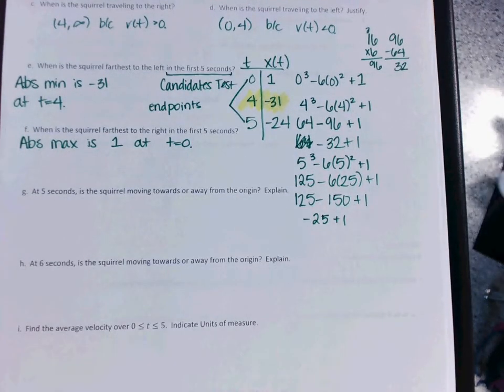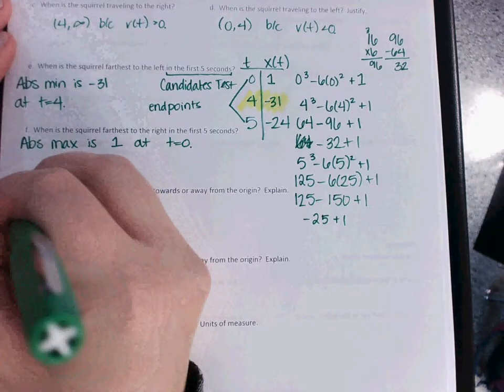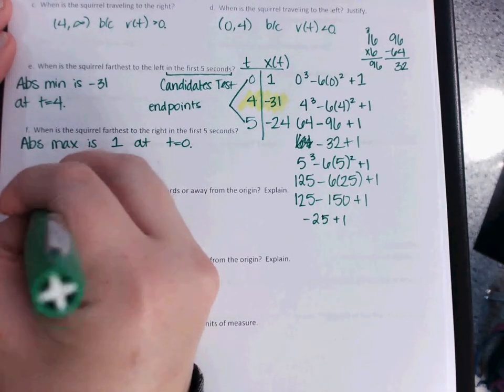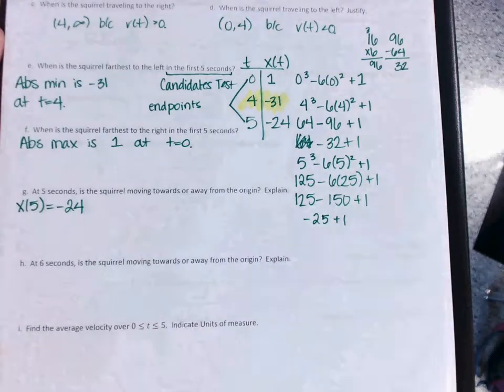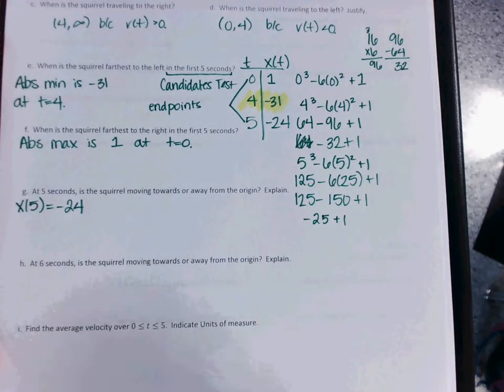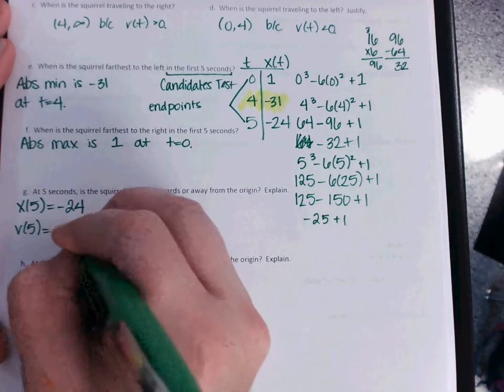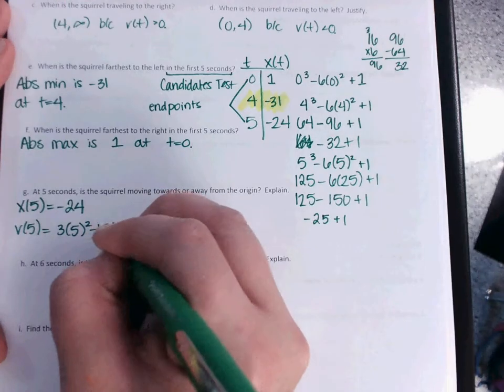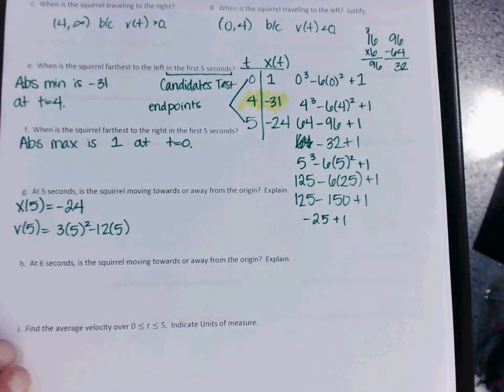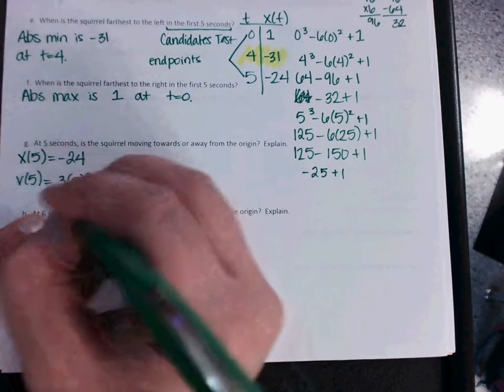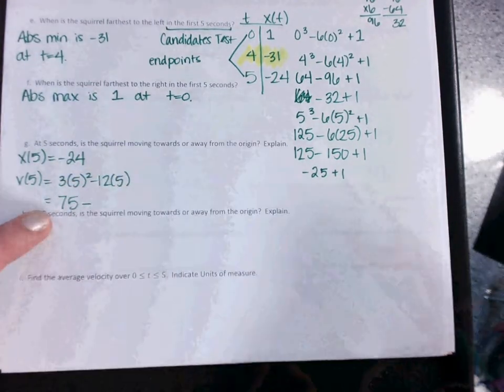Okay, at letter G, at 5 seconds, is the squirrel moving towards or away from the origin? Explain. Okay, what 2 things do we need to answer towards or away? The position and the velocity. My position is what at 5? We already found it. Negative 24, it's in our chart. And then my velocity at 5 would be 3 times 5 squared minus 12 times 5. What is 3 times 25 here? 75 minus 12 times 5 is 60.